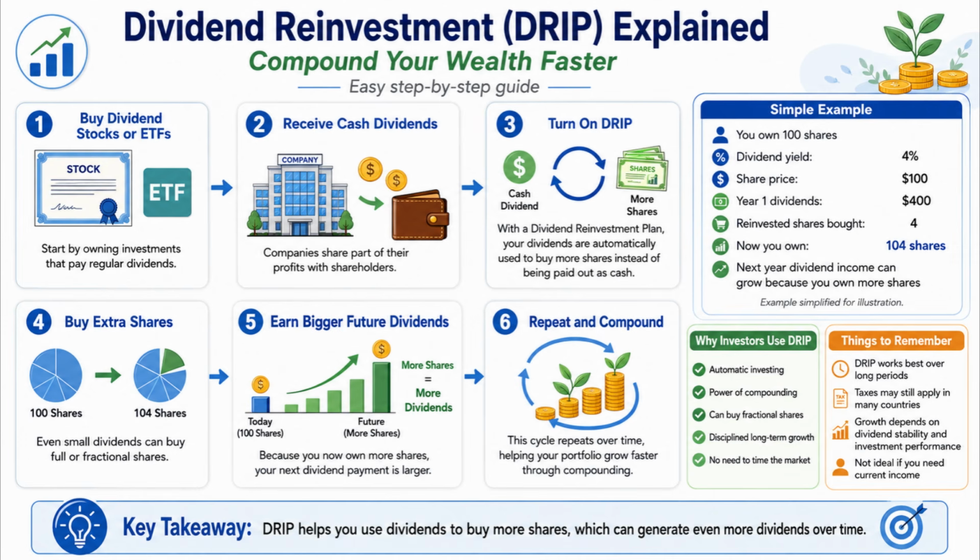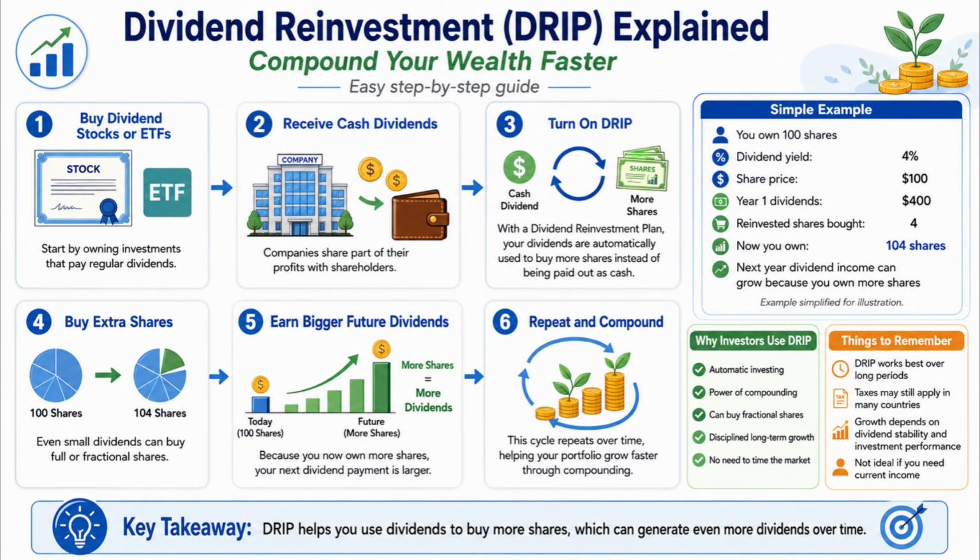After that, even small dividend payments can help you buy full shares or fractional shares. For example, if you own 100 shares and receive enough dividend to buy 4 more shares, you now own 104 shares. This may look small at first, but it becomes powerful when repeated many times. Then, because you own more shares, your future dividend payments can become larger. More shares can produce more dividends, and those dividends can again buy more shares. This creates a repeating cycle where your investment grows through the power of compounding.